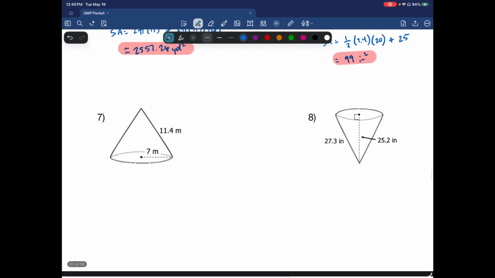On 7, we're doing a cone, and the first one we have has a lateral height. So this is going to be surface area equals, I need the area of the circle, so that's pi r squared, so pi times 7 squared, plus pi times 7 times the lateral height, so 11.4. Again, these formulas are in Canvas, so I'll leave that to you to go look up. So this is going to give me approximately 404.64 meters squared.